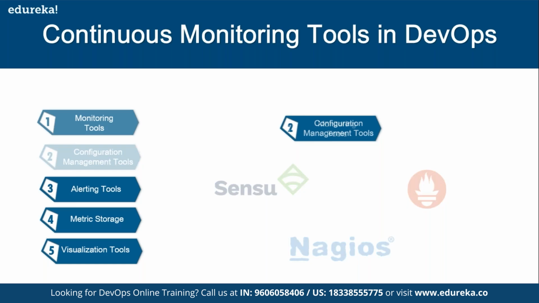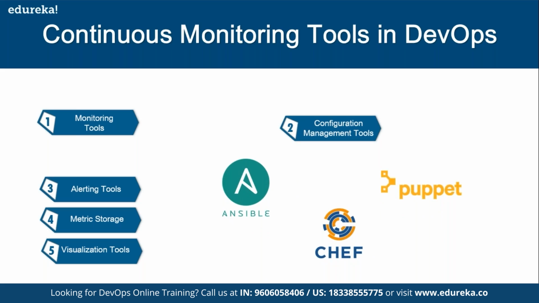The next one on the list is DevOps configuration management tools. Configuration management tools allow you to automate the provisioning and deployment of systems, enforce desired configurations, and remediate configuration drift by modeling your infrastructure as code. You can apply software delivery practices like version control, automated testing, and continuous delivery to infrastructure and applications, of course. Some of the tools are Ansible, Chef, and Puppet.